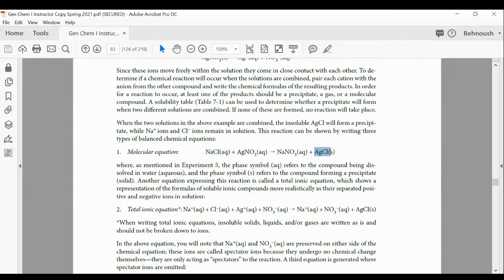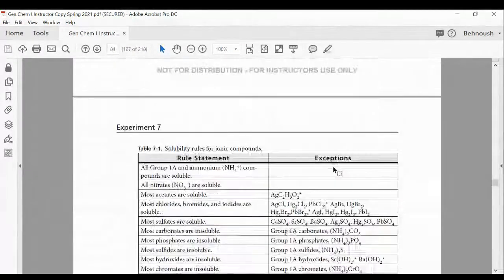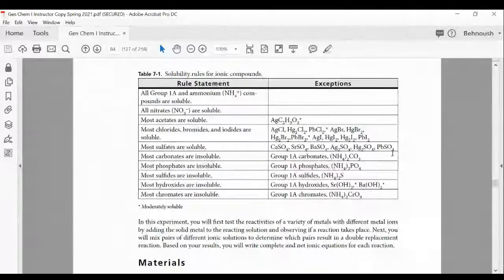So how do we know silver chloride is a solid? You have to look at the solubility table. We have it right here, the solubility table, and you should be able to read what it means. This is just a small table, but the actual table, unless there is an exception, the solubility rules will be provided for your exam, for the lab at least. But being able to use the table is your responsibility.